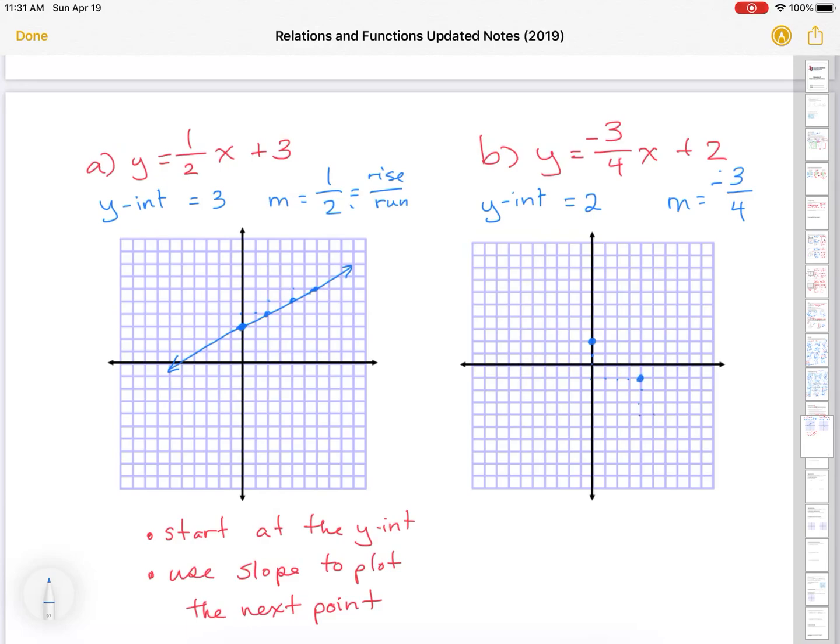1, 2, 3, 1, 2, 3, 4. Okay, and again, connect those. Ooh, that one's nice and straight. Like I said, I hope you have a ruler at home and we'll make it handy. Okay, so that's how you do it.